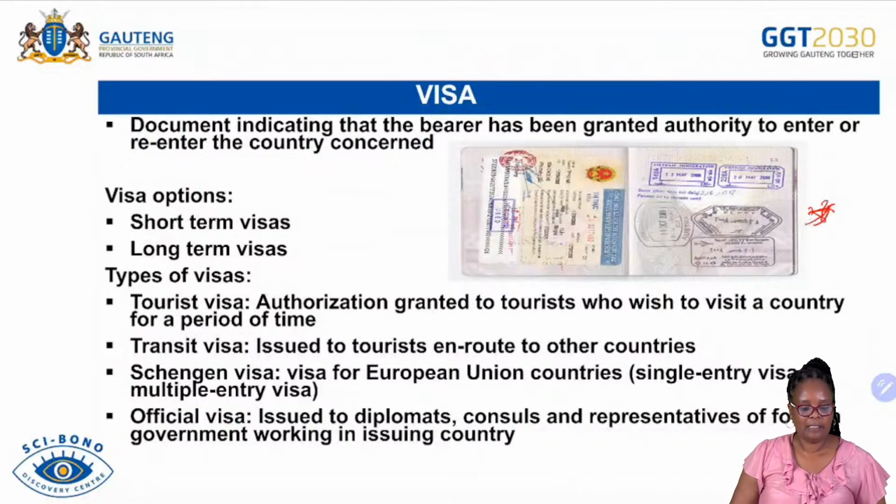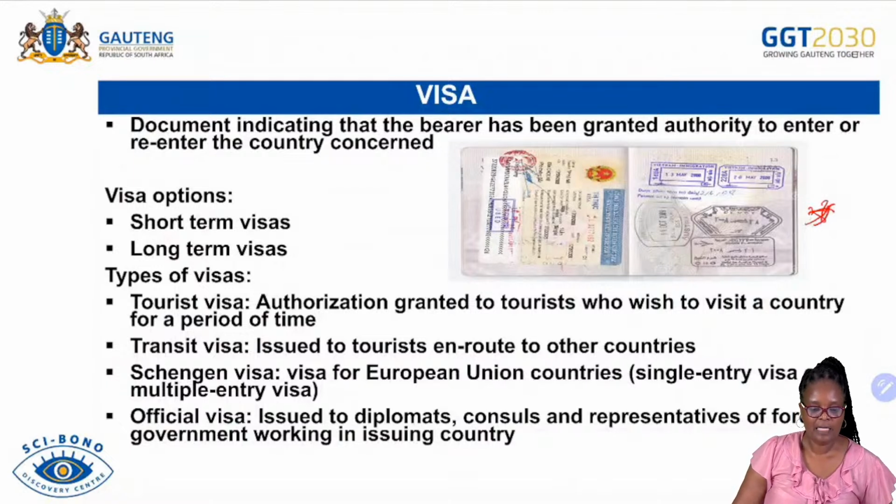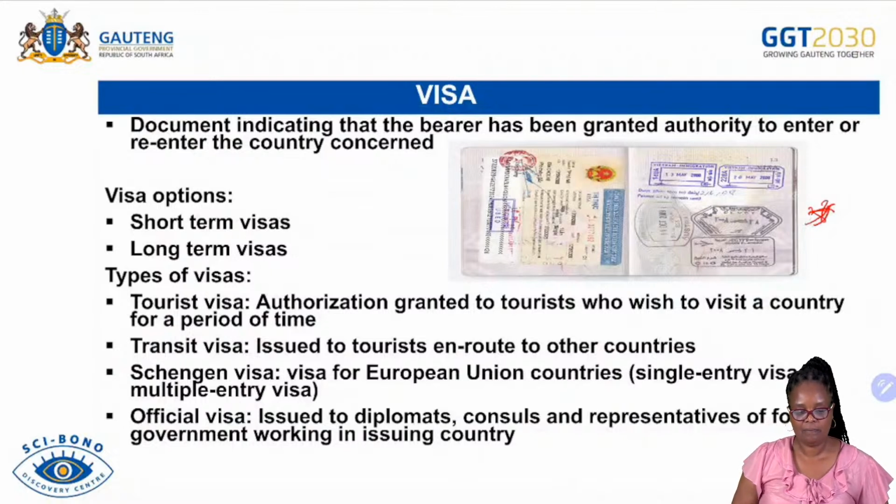Let's look at the third one. The third type of visa is the Schengen visa, or courtesy visa. The Schengen visa is a visa for European Union countries. It can either be a single entry visa or multiple entry visas. The Schengen visa.